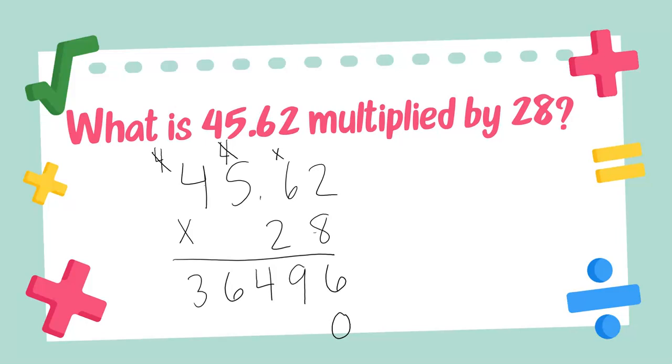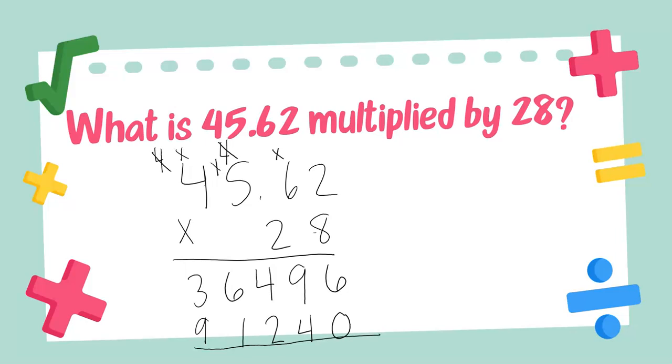Then we will start just like normal. 2 times 2 is 4. 2 times 6 is 12. So put down the 2, carry the 1. 2 times 5 is 10, plus 1 is 11. Put down the 1, carry another 1. 2 times 4 is 8, plus 1 is 9.